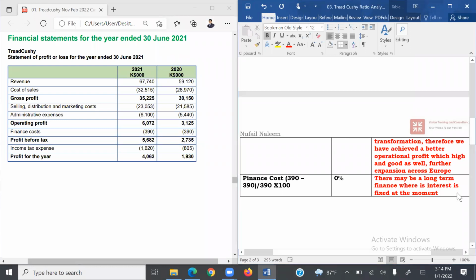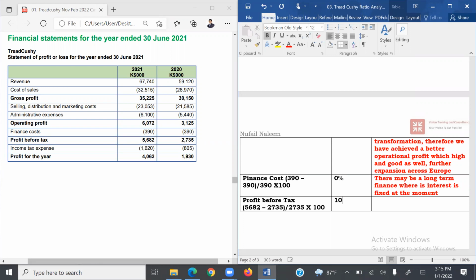So coming to the next one, students, that is going to be the profit before tax. So let's do the working of that as well. So it's going to be 5,682 minus 2,735, and what I need to do is divide it by 2,735 and multiply it by 100. So let's see what's happening. So 5,682 minus 2,735 divided by 2,735 is going to give me an answer of 107.75%.